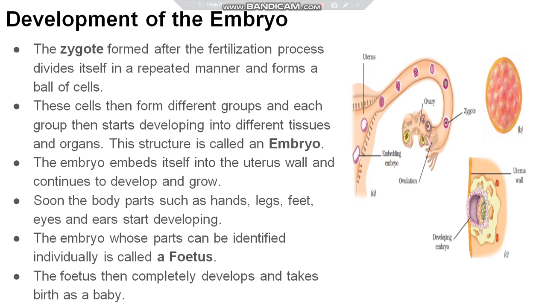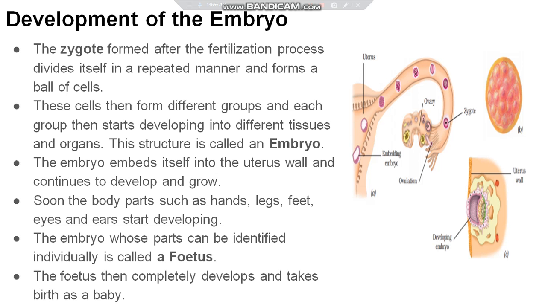Development of the embryo. The zygote formed after the fertilization process divides itself in a repeated manner and forms a ball of cells. These cells then form different groups and each group then starts developing into different tissues and organs. This structure is called an embryo.